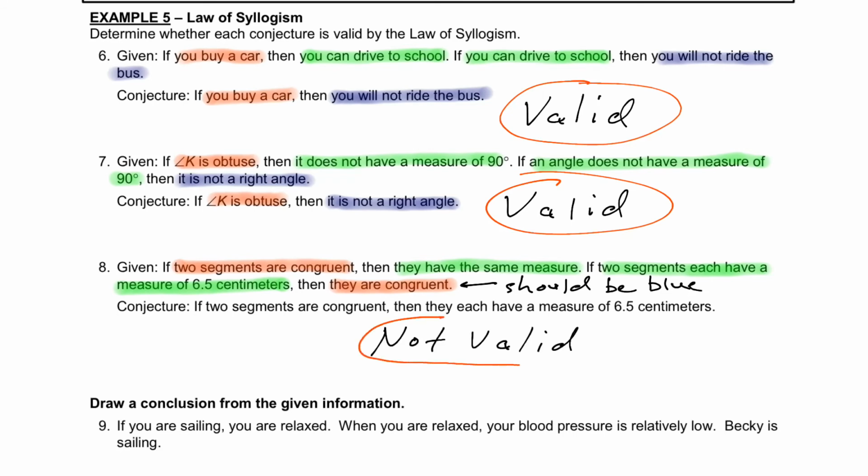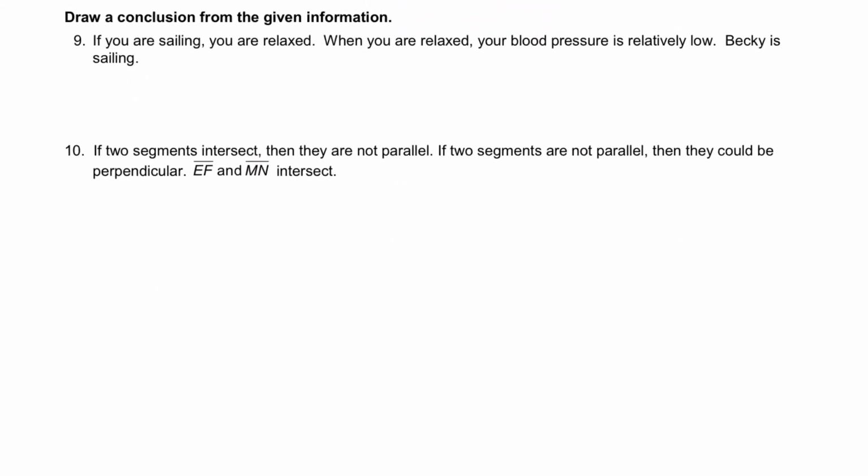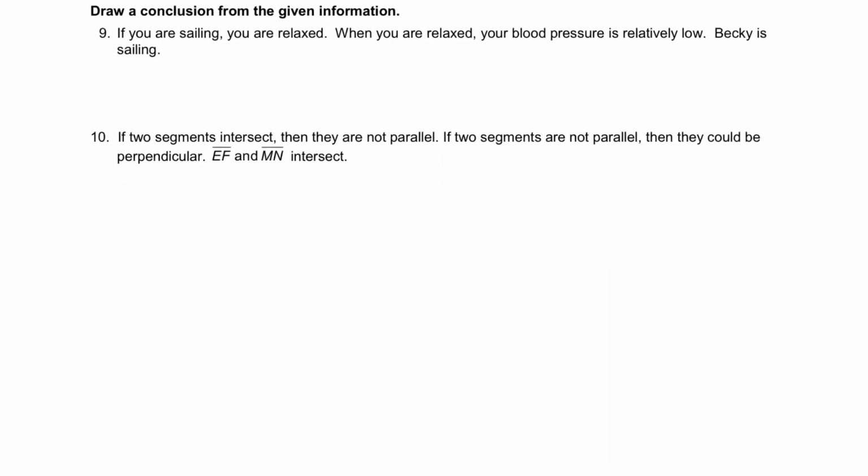Number 8 is not valid. And let's go on to 9 and 10. I've gone and highlighted number 9 for you. And what we have to do is we have to draw a conclusion. So really, we just have to complete that structure of the law of syllogism.